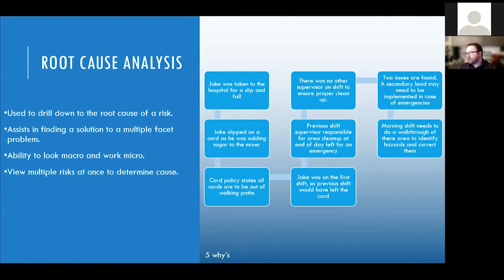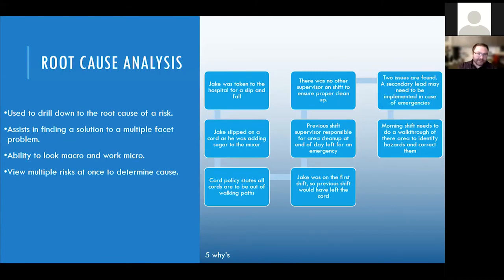Jake was on the first shift, so the previous shift would have left the cord. Okay. Why did that previous shift leave that cord? So that's the third why. The previous shift supervisor responsible for area cleanup at the end of the day left for an emergency. So the person who was responsible for ensuring that the cords were picked up at the end of the day left for an emergency. So there's nobody there to ensure that proper cleanup was done. But why was that?